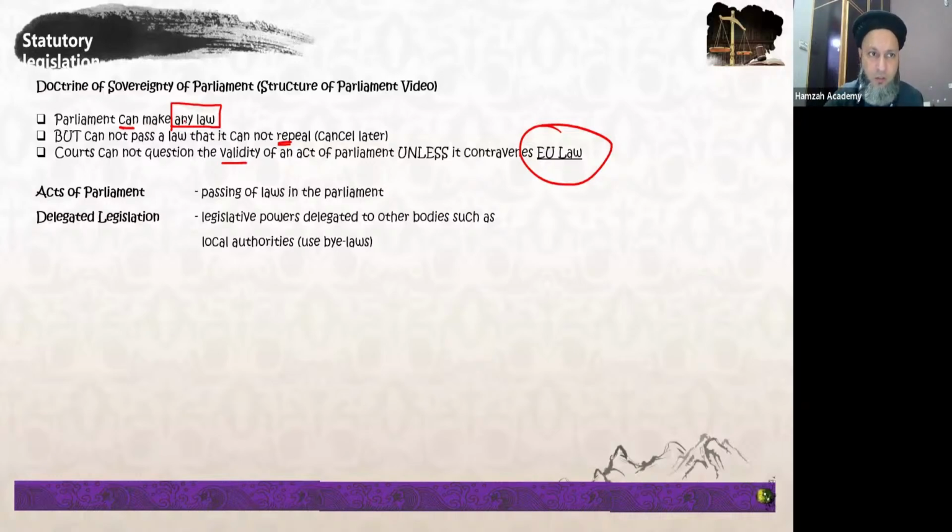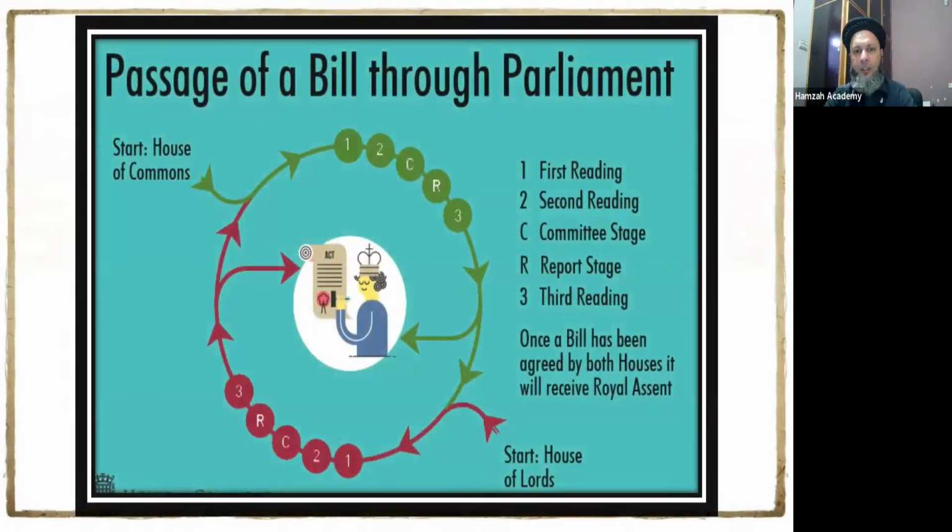Now, when we say statutory legislation, there are two parts. Number one is the Act of Parliament, the process of passing laws in the Parliament. And second is delegated legislation, when the Parliament gives its legislative powers to the local authorities, to the municipal committees, for local area management. That is called delegated legislation, or bylaws. We'll come to it later on. First, let us discuss the process of making law in the parliament. I'll show you a video on this, and then we can take it from there.